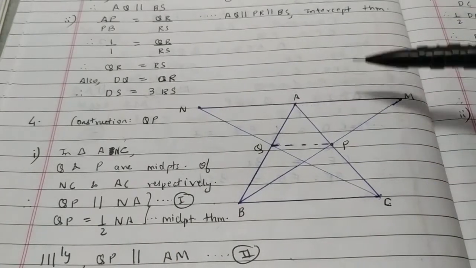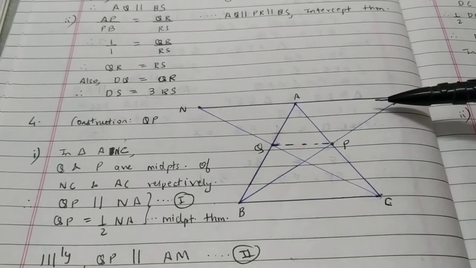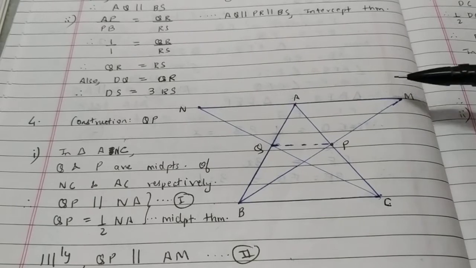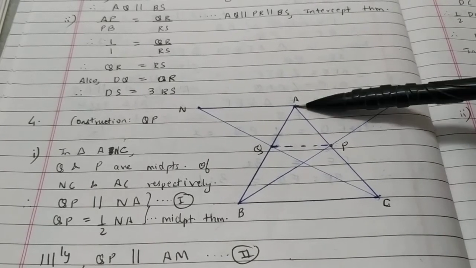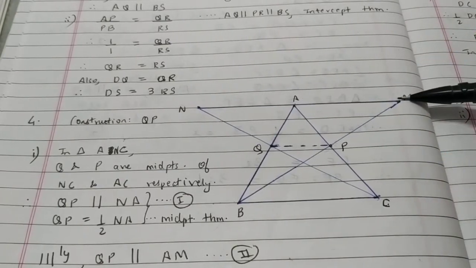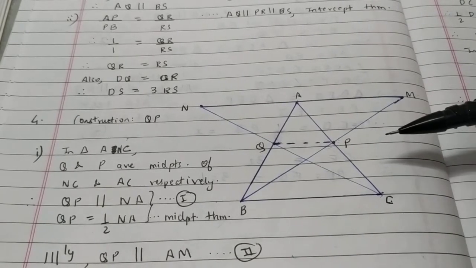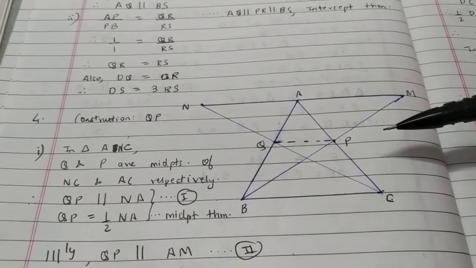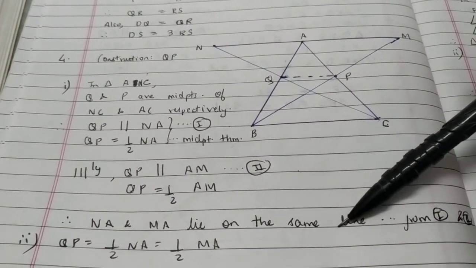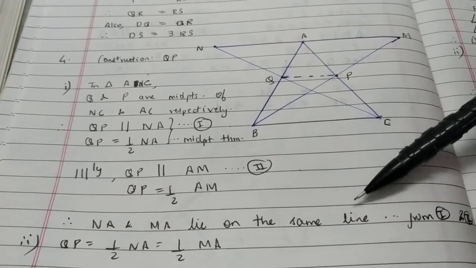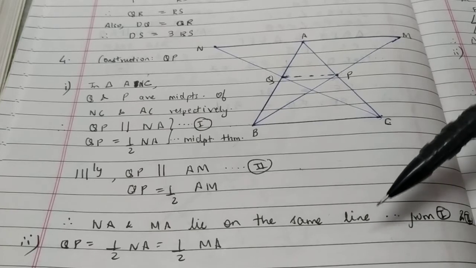That means NA and AM are parallel to each other. But if two lines are parallel and they are passing through the same point, which is A in this case, it means that they are one and the same line. That means NAM is a single line, and that means N, A, M are collinear. So after this we should write one more statement that N, A, M are collinear, because that was the question. We should always write the final answer the way they have asked us to.